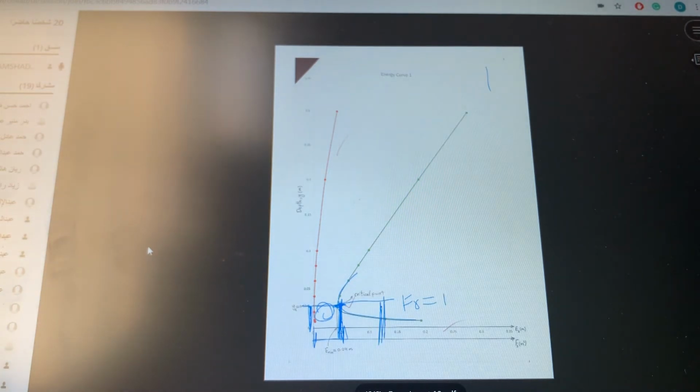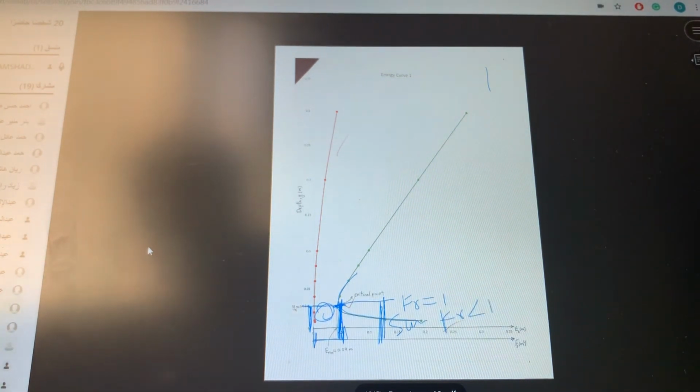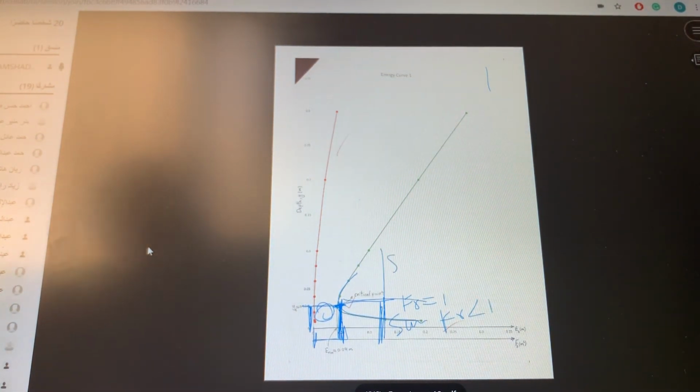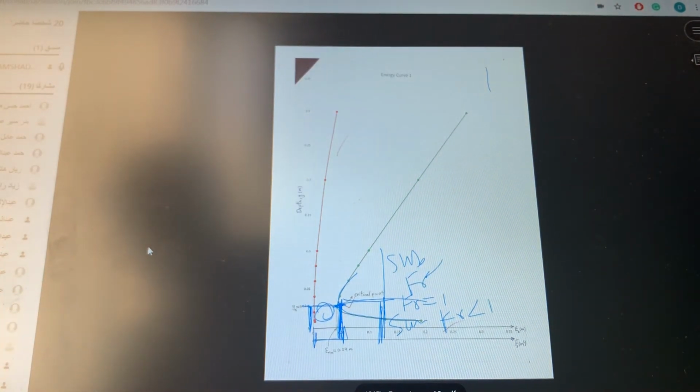So from here down, the depth is supercritical, the Froude number is less than one. Sorry, below this the Froude number is less than one, supercritical, and above it the Froude number is greater than one, it's subcritical. So the diagram is like a summary. It will tell you everything.